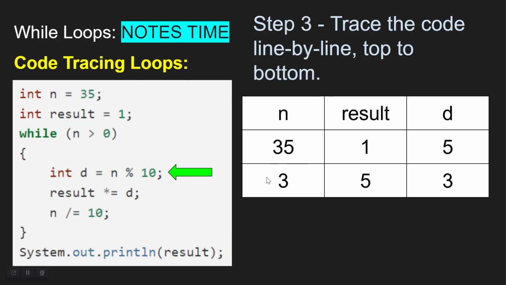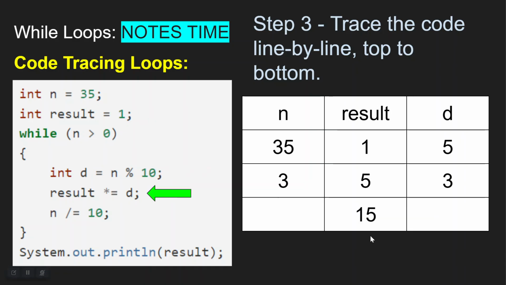A smaller number modded by a larger number is always the smaller number. And now result times equals d, so we need to take 5 and multiply it by 3. So it is now 15. And now n needs to be divided by 10. If you take 3 divided by 10, it's 0.3.